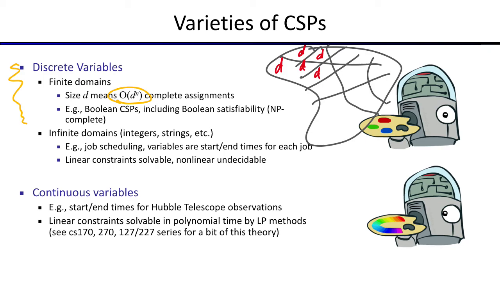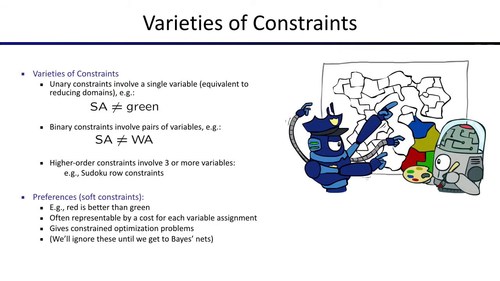And continuous variables, like I said, start and end times for a telescope, or if you don't have the constraint for a scheduling problem that you want it to line up on the hour or something like that, also continuous. If you're interested in talking about these problems, they come up all over the place, and you see them a lot in theory classes like 170, 270, and in optimization classes like the 127 series. It's constrained optimization. So that's varieties of different problems we're trying to solve.